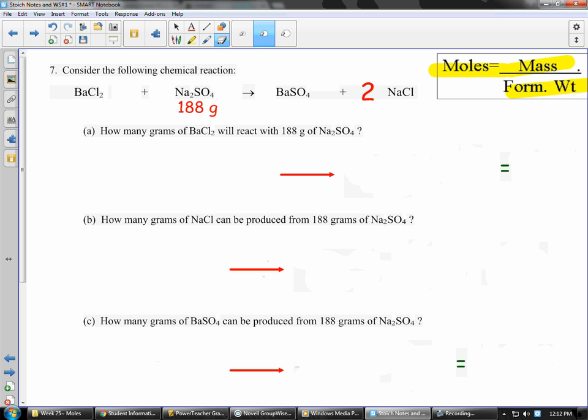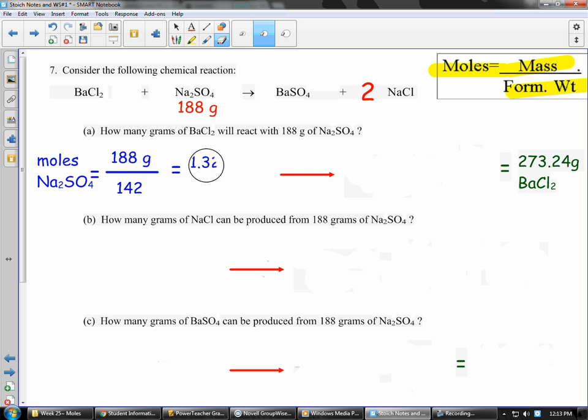How about if you pause the program? Now, did you get 273.24 grams? Let's go back and see how we did that. First, I need to take what I have and put it into moles. So I'm going to find moles of my sodium sulfate, and I'm going to take my 188 and put it over the formula weight of 2 sodiums, 1 sulfur, and 4 oxygens, which is 142. I'm going to divide that, and I'm going to get 1.32 moles of my sodium sulfate.